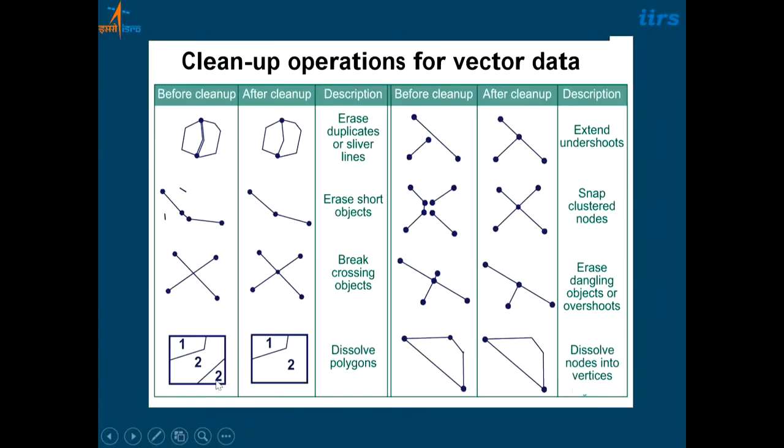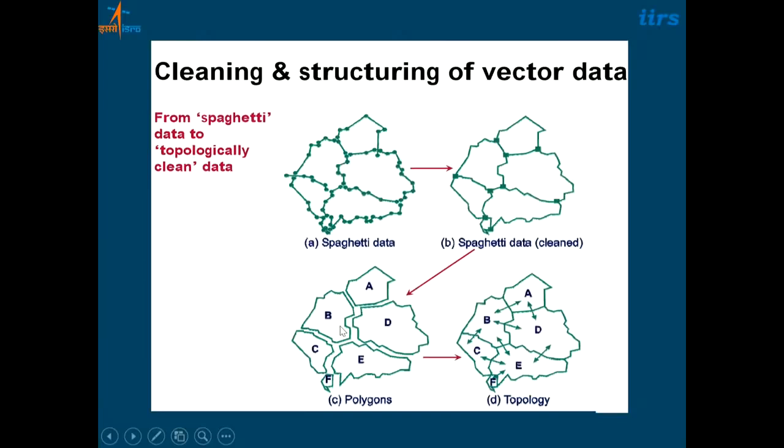1, 2 and 2. So I have polygons like this, which is also 2, and this is also 2. So why do I need 2 polygons? I can dissolve them, and it will give me one single polygon. So these kinds of cleanings are required before performing any kind of GIS analysis.